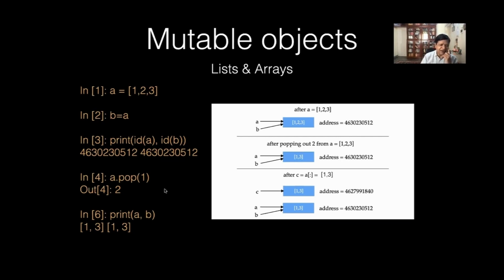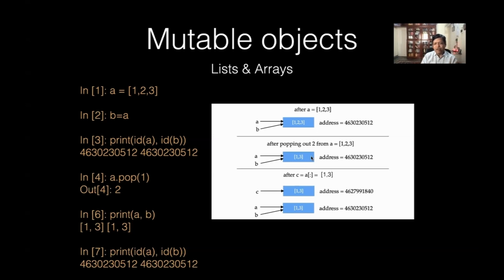Now what is ID of A and ID of B? ID of A and B are the same as before. The ID is not changed. You can see this ID is the same as this ID. So after it popped out, the list changed. Okay, so that is list.